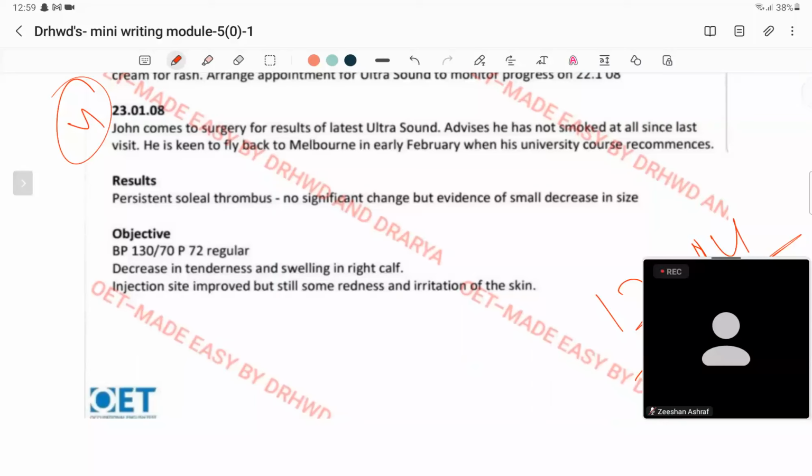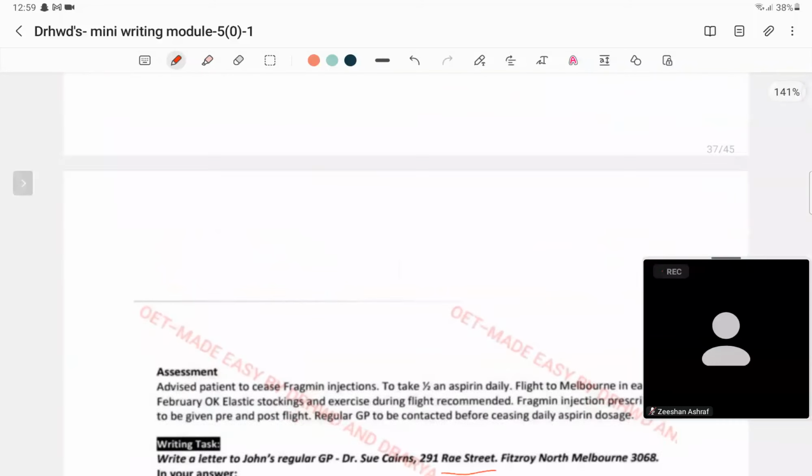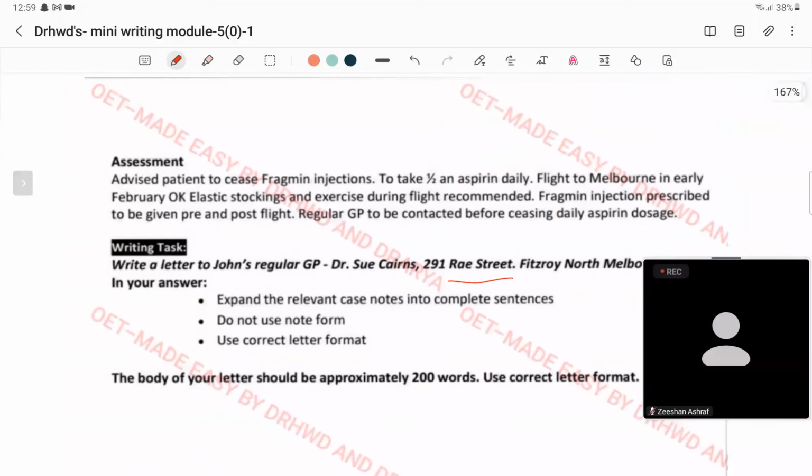This progress matters. John comes to surgery for results of latest ultrasound, advises he has not smoked at all since last visit. He is keen to fly back to Melbourne early February when his university course recommences, persistent soleus thrombus, no significant changes, but evidence of small decrease in size. On this objective, everything is normal, tenderness and cough, decreased tenderness, injection site improved, but still some redness and irritation of the skin. Okay. Advise patient to cease fragment injections, to take half an aspirin daily, flight to Melbourne in early February, elastic stockings, exercise during flight recommended, fragment injection prescribed to be given pre and post flight.